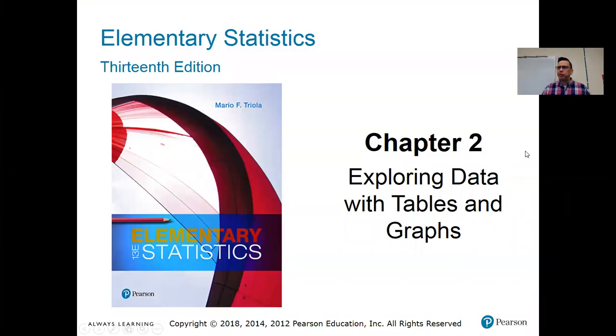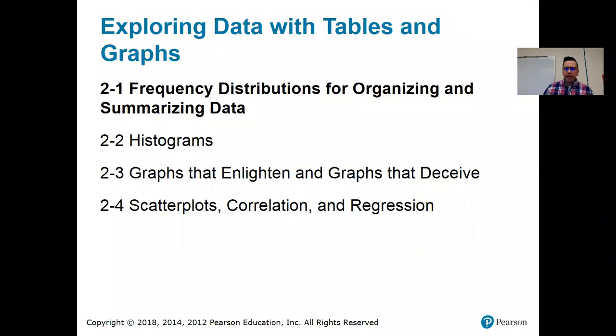Today we're starting Chapter 2, which is exploring data with tables and graphs. So the sections in this chapter are these ones here. I am not planning to cover Section 2.4. That's something that we will cover later. That comes up in, I want to say, Chapter 10 or 11, so very close to the end of the semester. So we'll just deal with scatter plots and correlation and regression then.